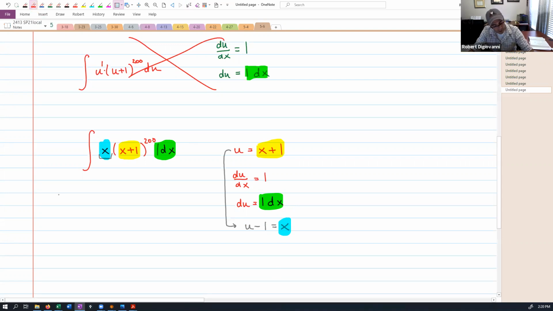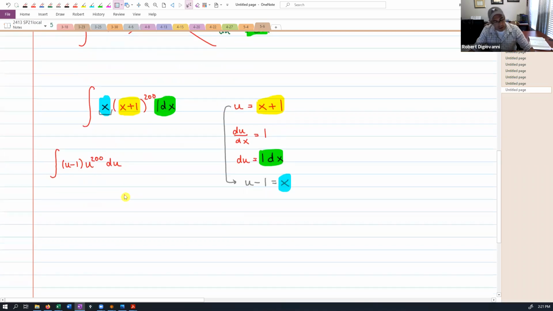Watch, this is gonna be awesome. Okay, x now becomes u minus 1. I need that in parentheses. Then I have x plus 1. What is x plus 1 being replaced with? U. U to the 200th power. Don't forget the 200th power that's acting on the u. And then the 1 dx gets replaced with what?